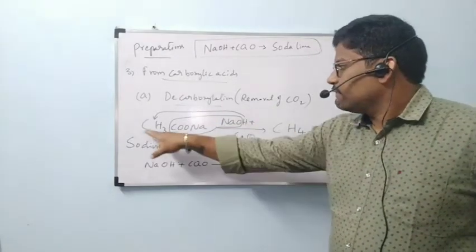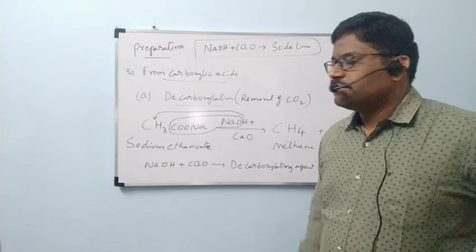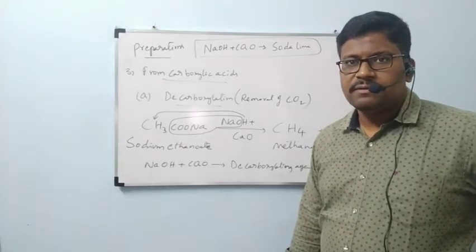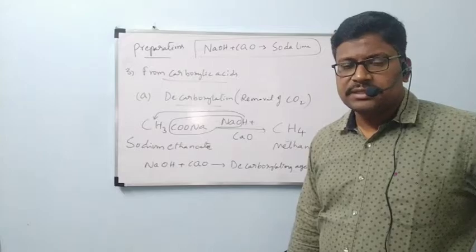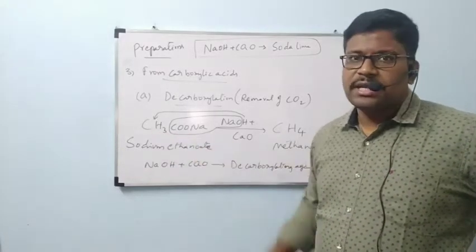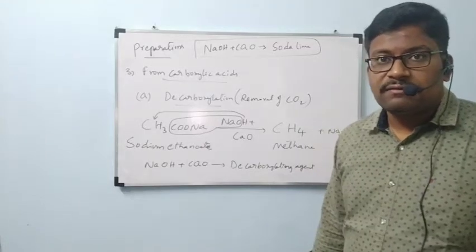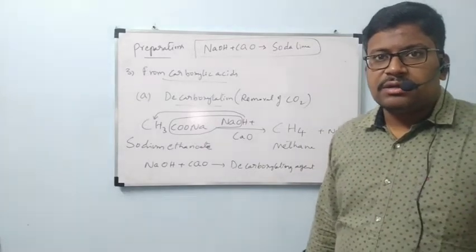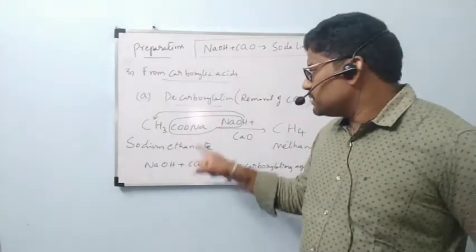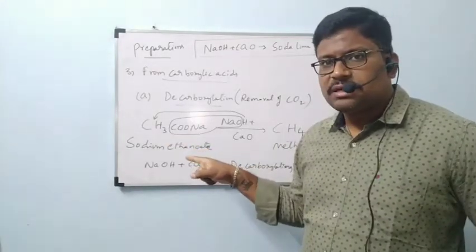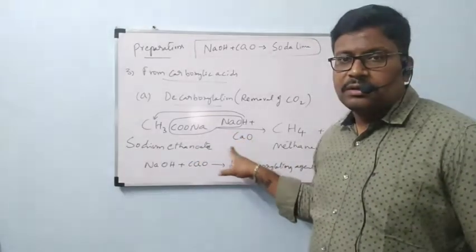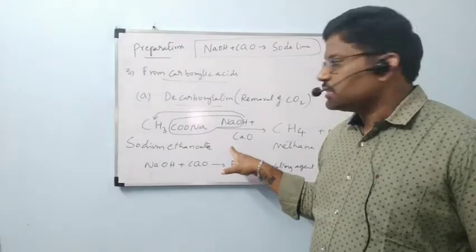First we will take the salt of a carboxylic acid. In the last class we discussed how it becomes a salt: when acid reacts with base, we get salt plus water. CH3COONa is called the sodium salt of ethanoic acid, or sodium salt of acetic acid. Acetic acid is the common name. Sodium salt of ethanoic acid reacts with NaOH plus CaO. NaOH plus CaO is called soda lime.